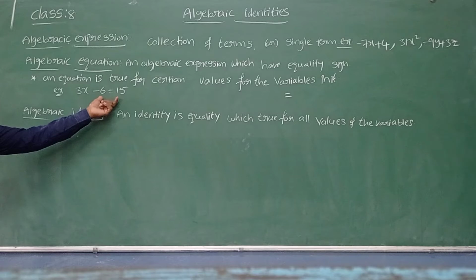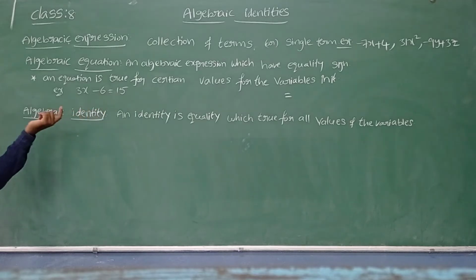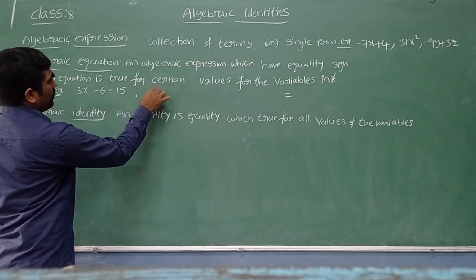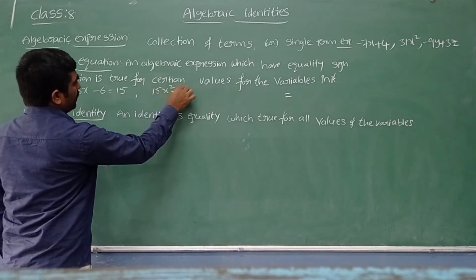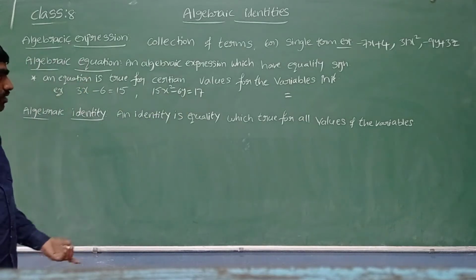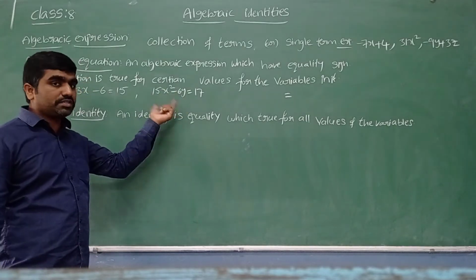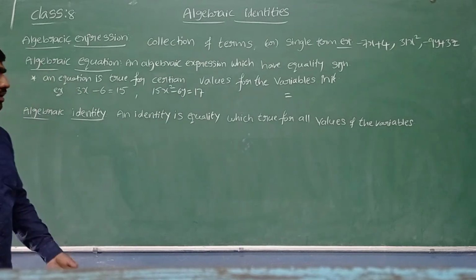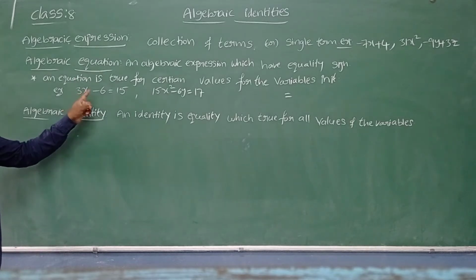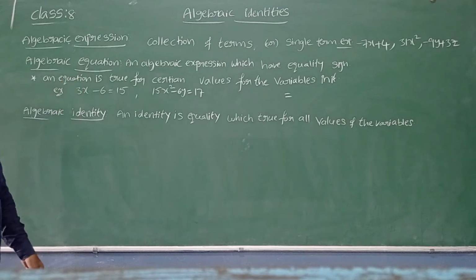Now, this algebraic equation contains both constants and variables. Like that, we can write many examples, like 15x square minus 6y is equal to 17. It is called an algebraic equation. A collection of terms, I mean constants and variables, with an equality symbol, is called an algebraic equation. Now let's see here. 3x minus 6 equal to 15. I said it is called an algebraic equation.